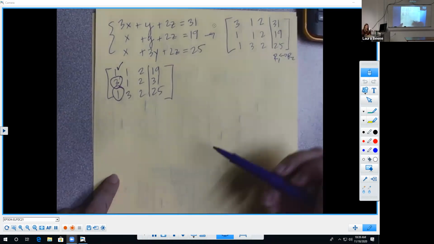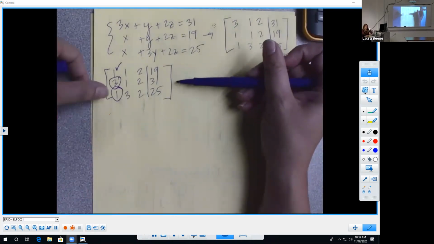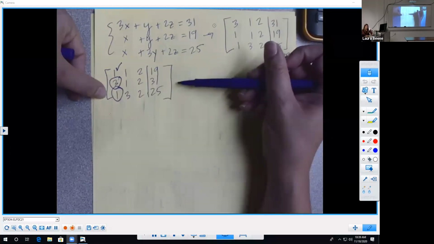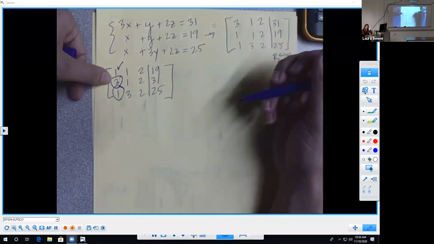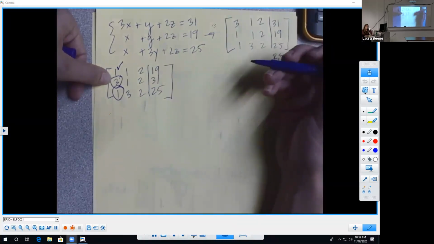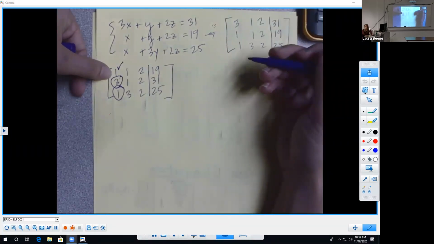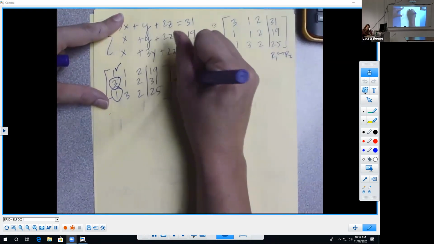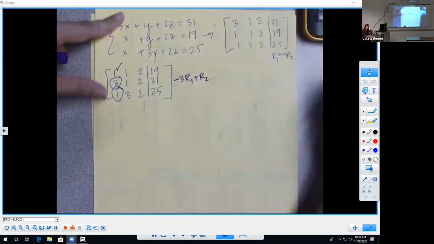Okay, because I need to turn the 3 into 0 and turn the 1 into 0. If I'm going to turn the 3 into 0, I need to add -3 to that. How am I going to get a -3? -3 times R1, right? So I need to do -3 times R1 plus R2, and that fixes that 3.